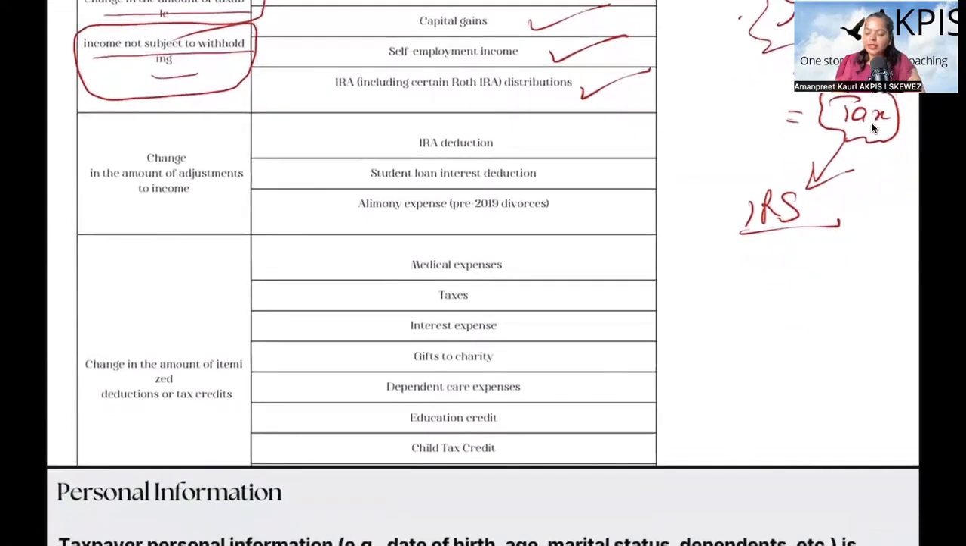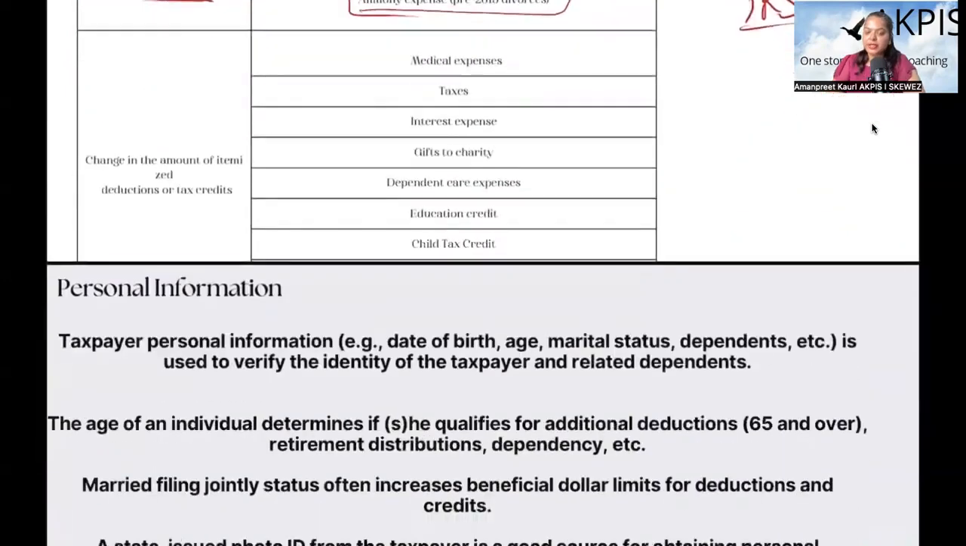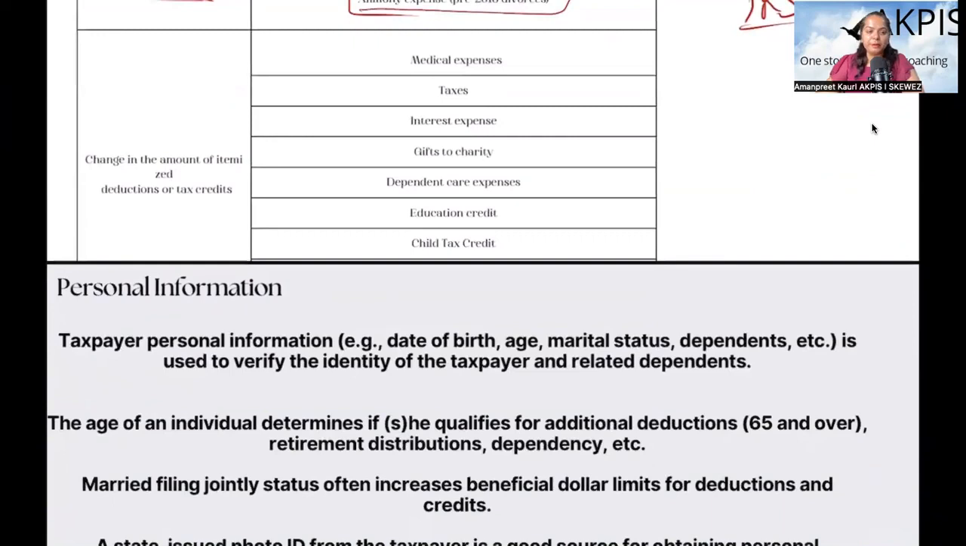Apart from this, change in the amount of adjustments to income. For example, if the IRA deduction has changed, or if you have procured a student loan and the interest deduction, any kind of change in that, or alimony, if you have filed a divorce, then alimony expense, right? So you're supposed to check all these details. For example, in the previous year you were married, in the current year you are divorced, you are paying alimony or you're receiving alimony, accordingly your tax computation will vary, right? So that's why these kinds of details are equally important.